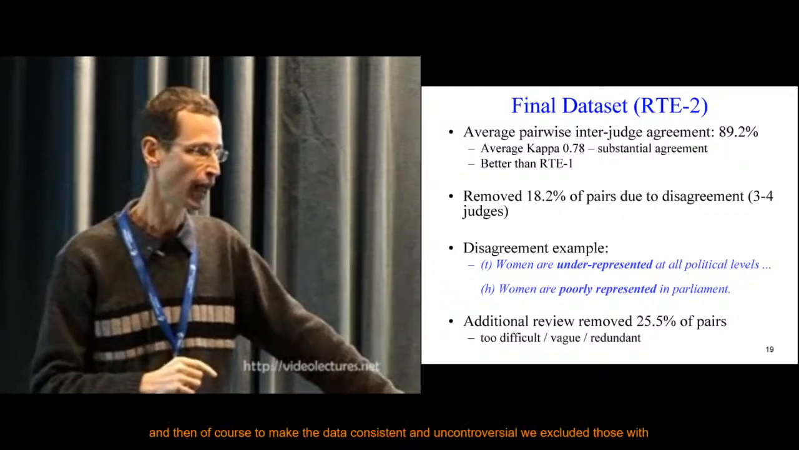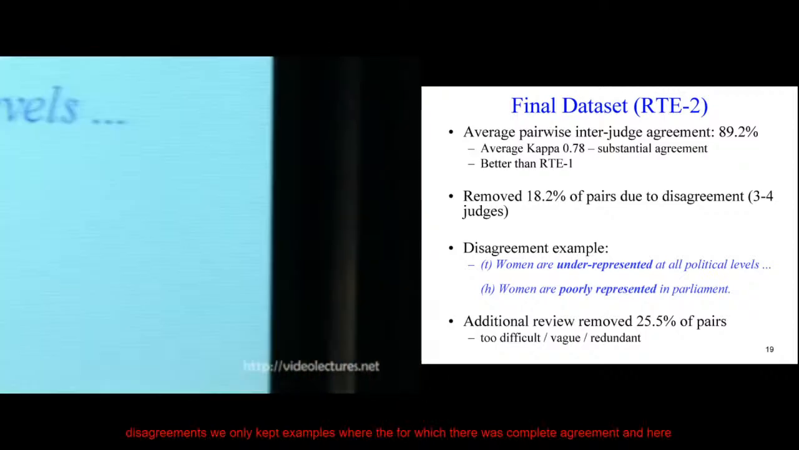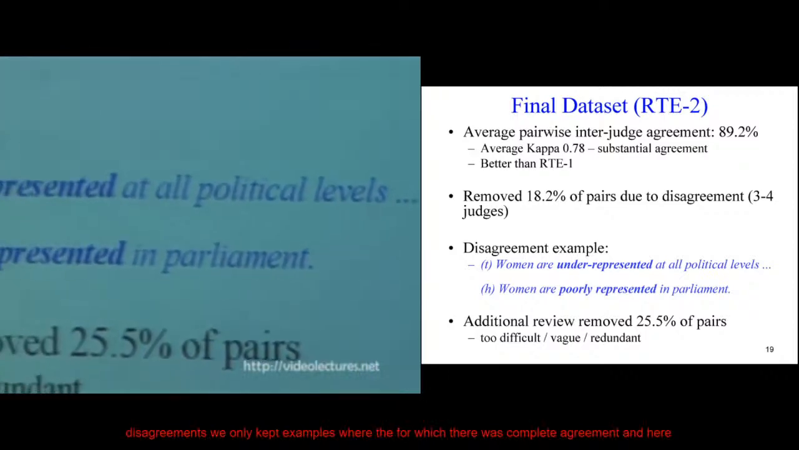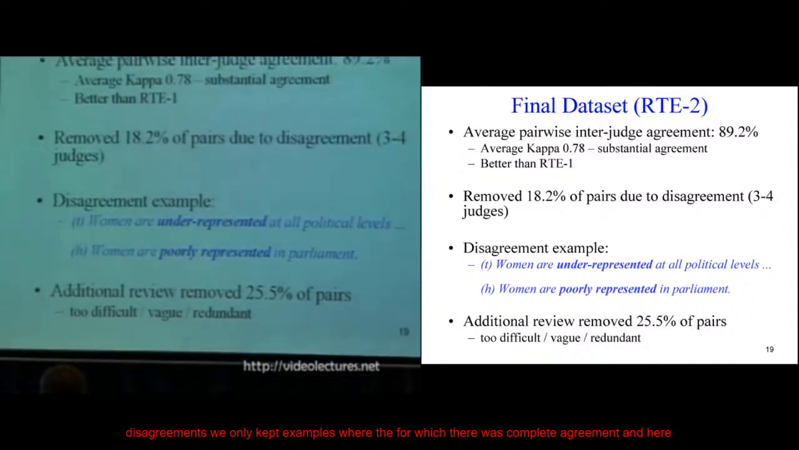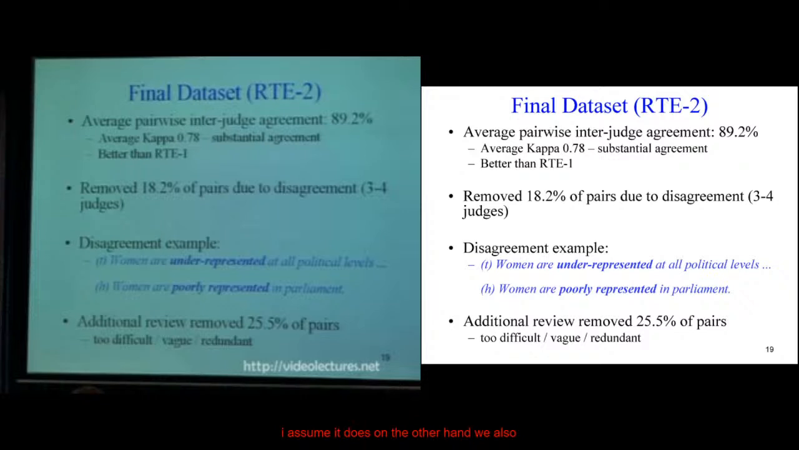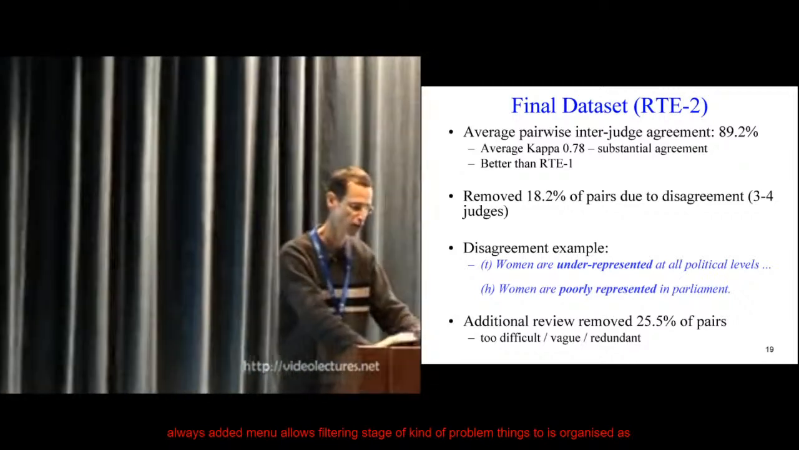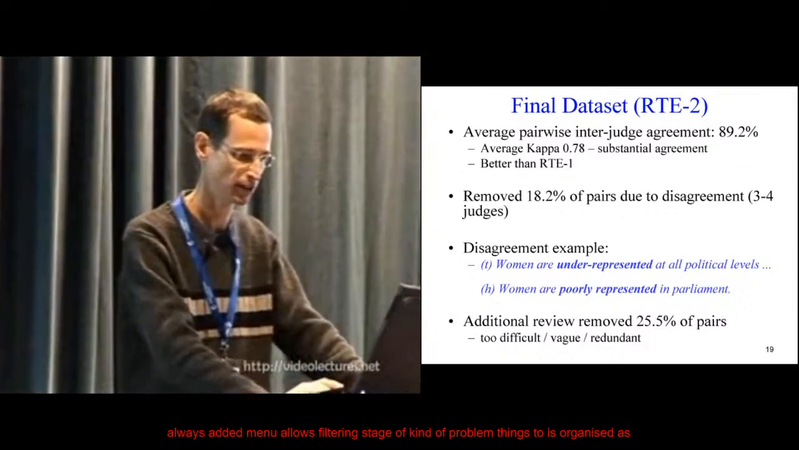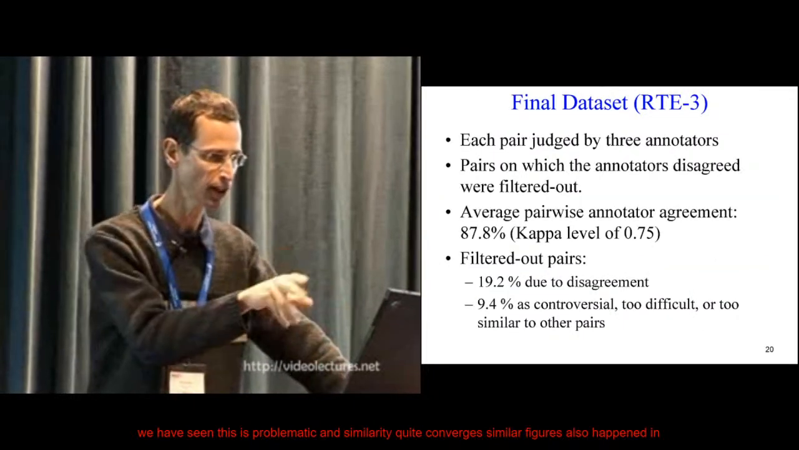Usually 3 annotators. And then, of course, to make the data consistent and non-controversial, we excluded those with disagreements. We only kept examples for which there was complete agreement. And here is just an example: does underrepresented mean poorly represented? One annotator assumed it does, and the other did not. We also always added a manual filtering stage for things that, as organizers, we'd seen as problematic. And you can see it quite converged.